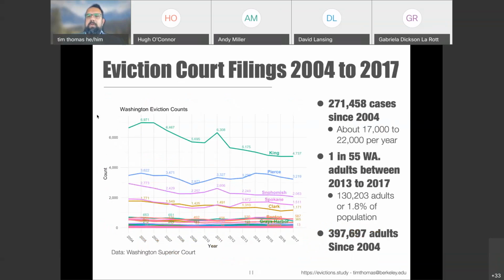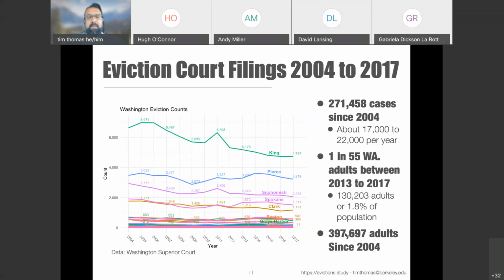What I'm going to turn to now is focusing on the work that we did in Washington State, and then I'll talk a little bit about other cities. Basically, in Washington State, looking at unlawful detainer cases between 2004 and 2017, there were 271,000 cases, which is about 17 to 22,000 per year. 1 in 55 Washington adults between 2013 and 2017 were named in an eviction filing, and that's about 130,000 adults, or 1.8% of the population. And we saw that since 2004, over 400,000 people were named in an eviction process.